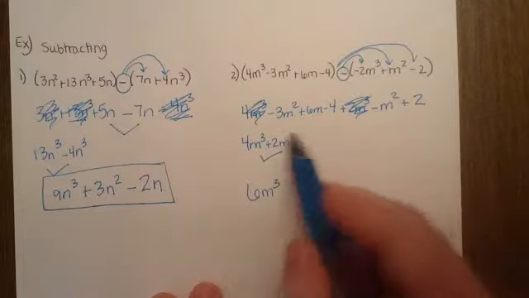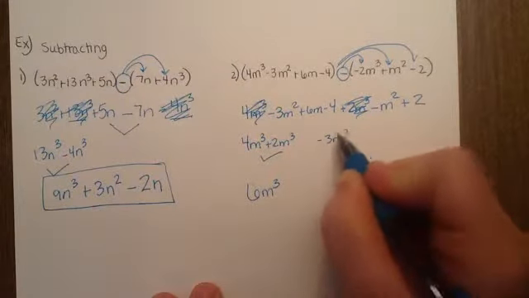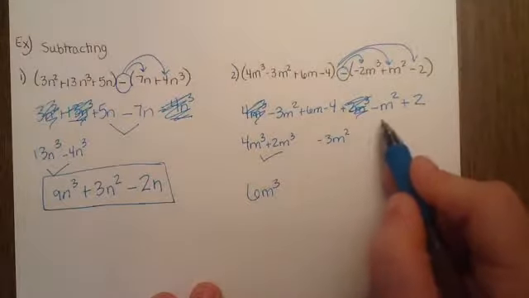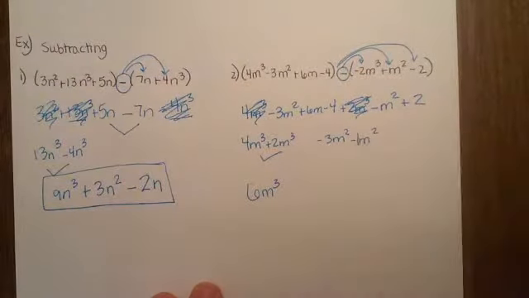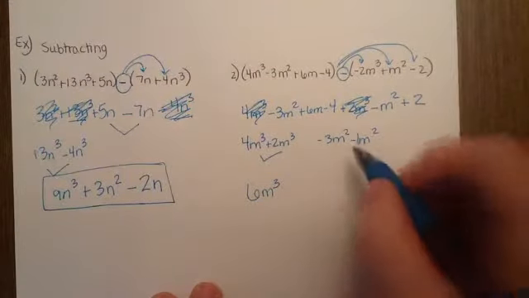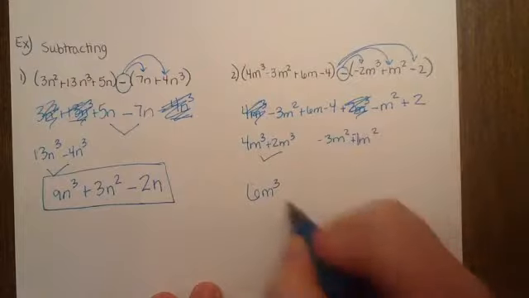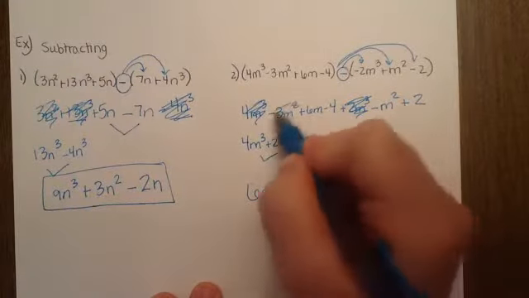Next we have minus 3m squared, and what goes with it? Minus m squared. This is a minus 1, so how many m squareds? Negative 3 plus a negative 1 is minus 4m squared.